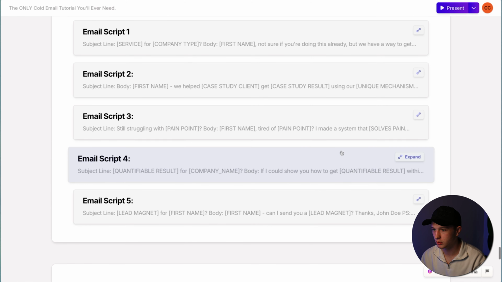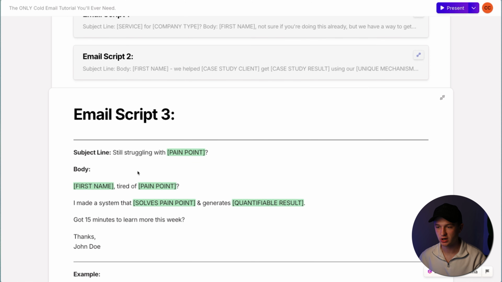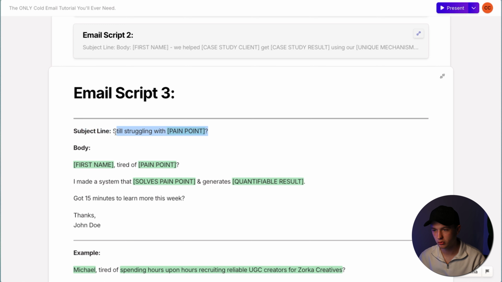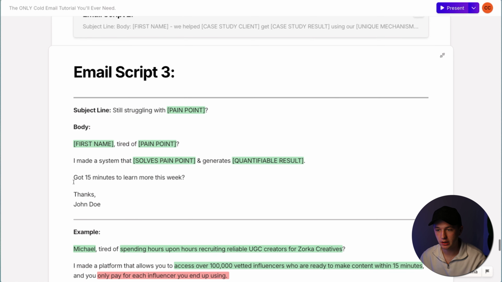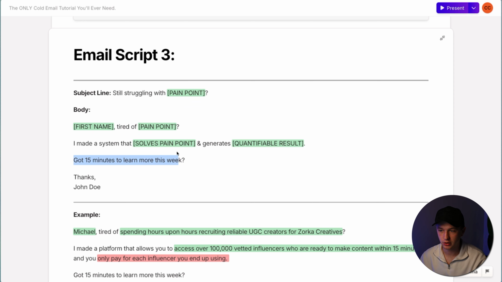Next up is email script 3. These are one of my favorites, actually. Subject line: still struggling with pain point, right? So this includes a little bit of market research. Obviously, on the surface level you just write a script, but there's a lot of market research that goes into actually writing proper email scripts that resonate with this audience. So: still struggling with pain point. First name, tired of pain point? I made a system that solves pain point and generates quantifiable result. 15 minutes this week to learn more about it? Then you have your call to action.